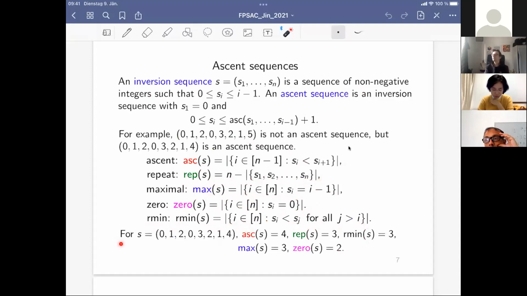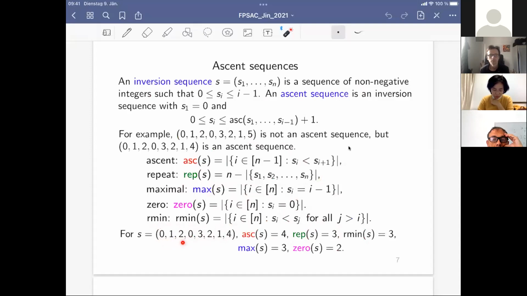So for this given ascent sequence, we can count the ascents: 1, 2, 3, 4. So ascent is 4. And 0 is a repeated entry, appearing twice. 1 is a repeated entry. 2 is a repeated entry. So rep is 3. R-min is 3, given by the entries 0, 1, 4. For instance, 0 is smaller than all the entries to its right. And the max is 3.